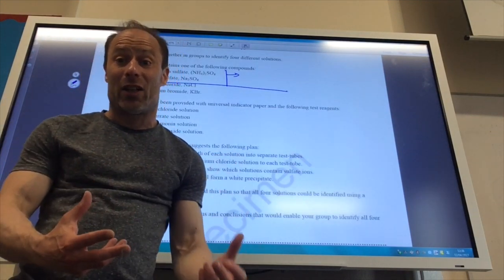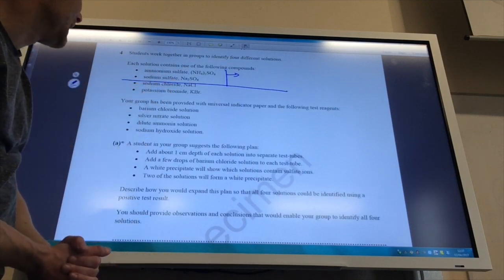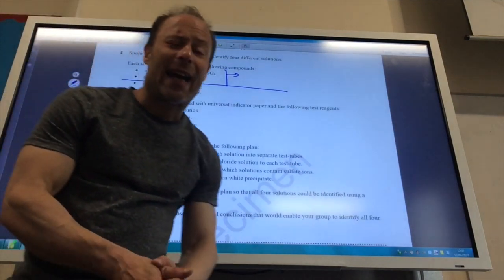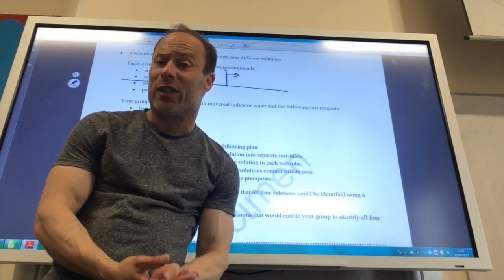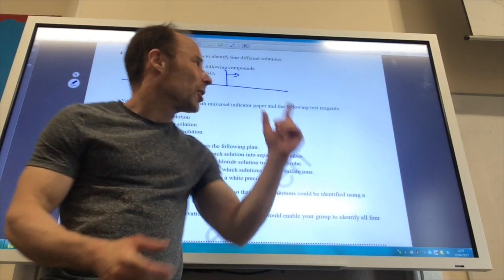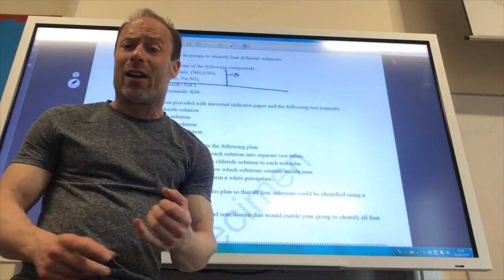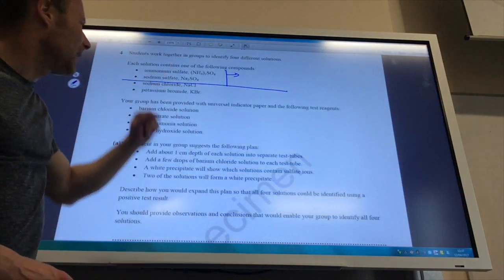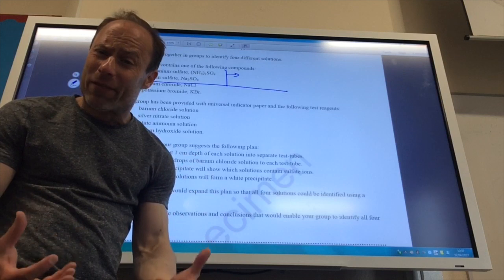I now need to turn my attention to the other 2, sodium chloride and potassium bromide. How do I tell those 2 apart? Well, remember, I can use silver nitrate to tell those 2 apart. So to each of these solutions, I would add silver nitrate solution, and I will see for the chloride a white precipitate and for the bromide a cream precipitate. But it's very difficult to tell them apart.